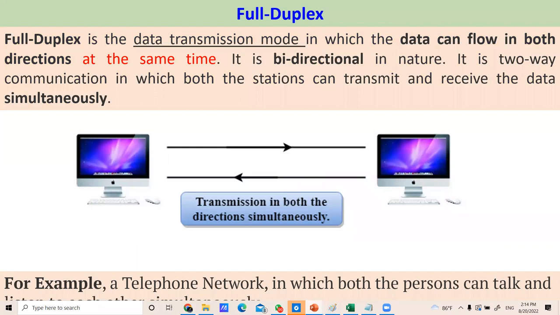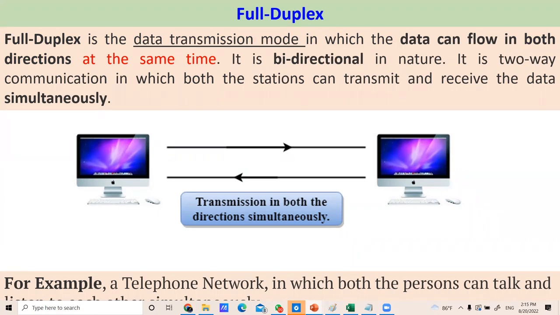Then think about the transmission in a telephone conversation. Right? While you are talking with the other party, at the same time you can send in data. Right? No need to stop the other party's communication.